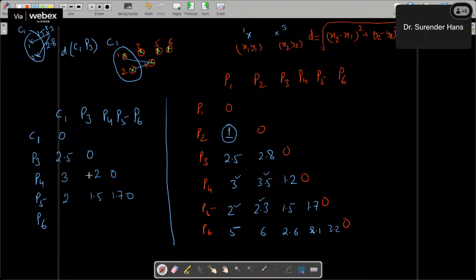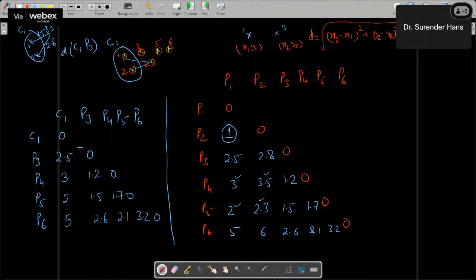Then C1 to P6: 1 to 6 and 2 to 6, that is 5. P3 to P6 is 2.7, already calculated, P4 to P6 is 2.1, already calculated, P5 to P6 is 3.2, already calculated, and P6 to P6 is 0. Clear? So now the next, the cluster matrix, that will be here.